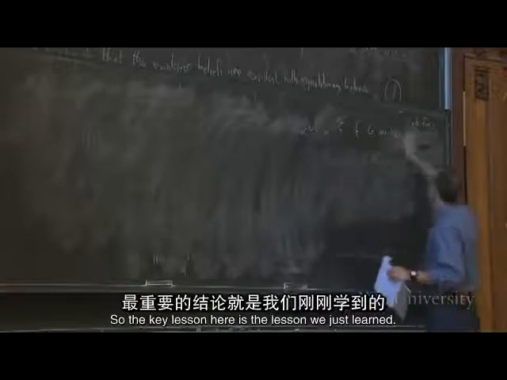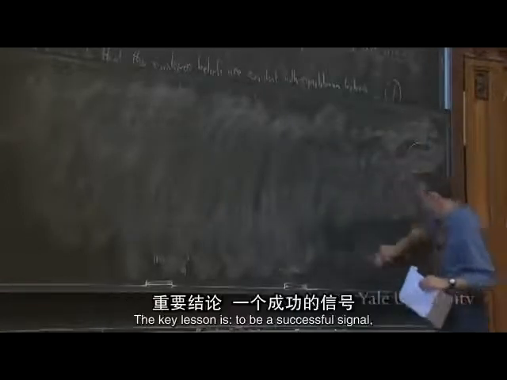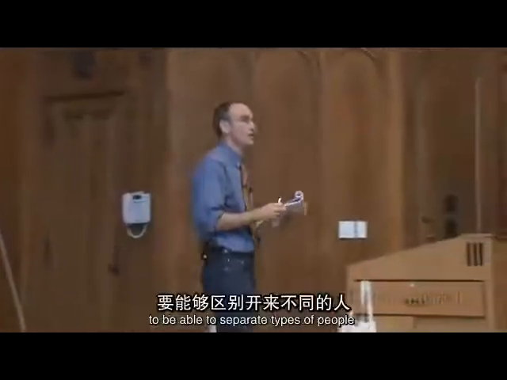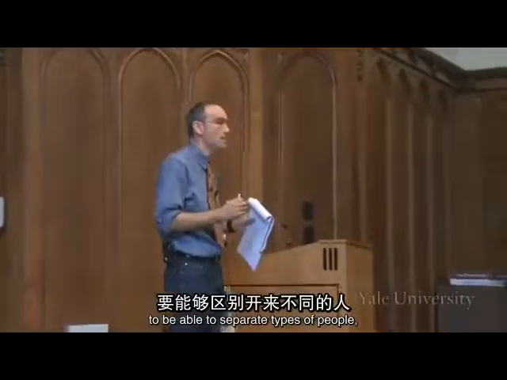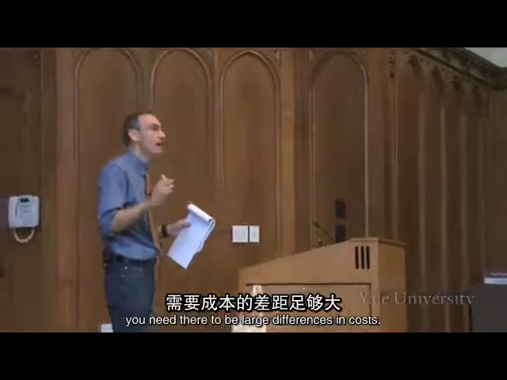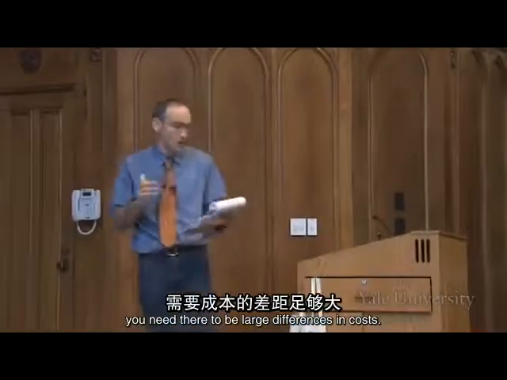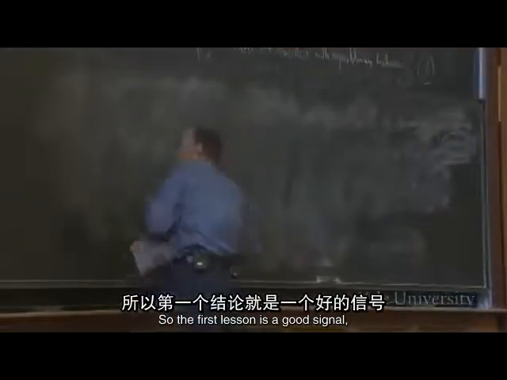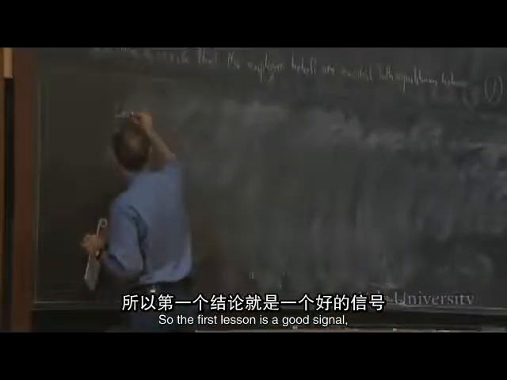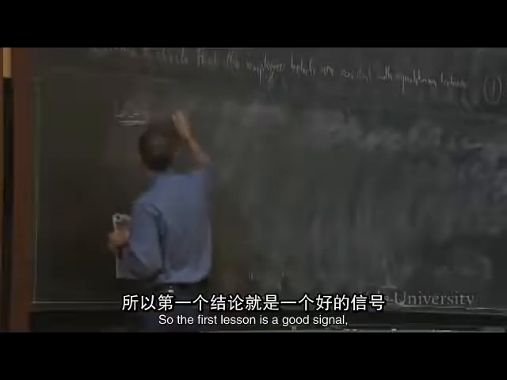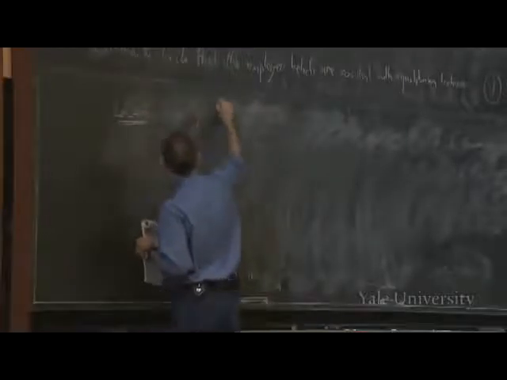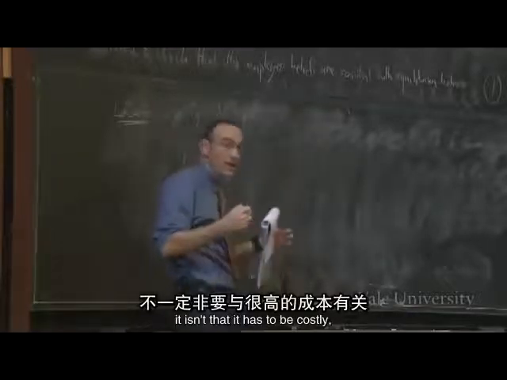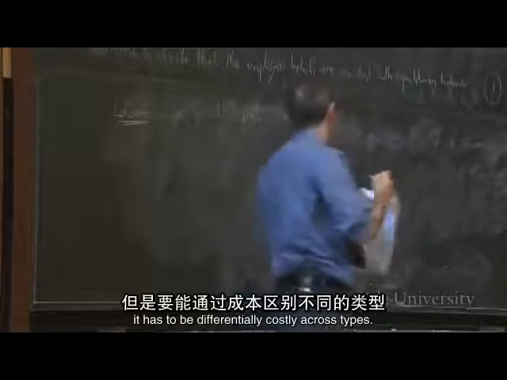So the key lesson here is the lesson we just learnt. The key lesson is, to be a successful signal, to be able to separate types of people, you need there to be large differences in cost. All right? So the first lesson is a good signal. It isn't that it has to be costly, it has to be differentially costly.